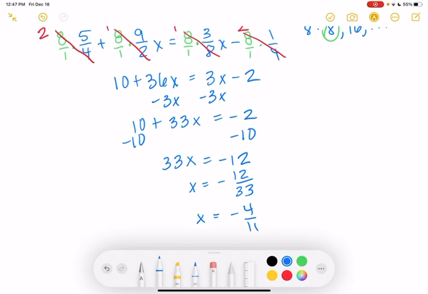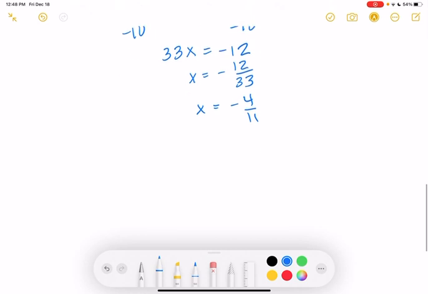All right, so remember there's lots of different directions to take this. I happened to subtract the 3x over, and then I subtracted over the 10. So I got 33x equals negative 12. Get the x by itself. I have a negative 12 over 33. And then x equals negative 4/11.